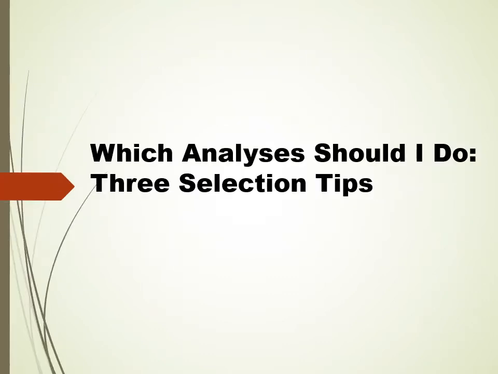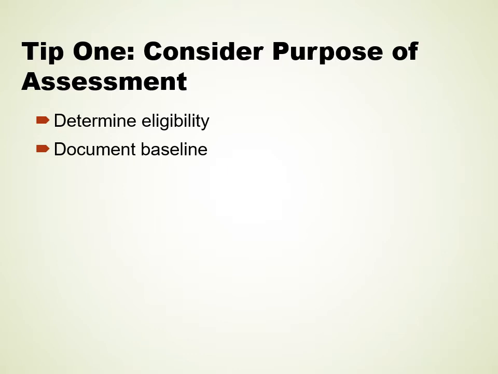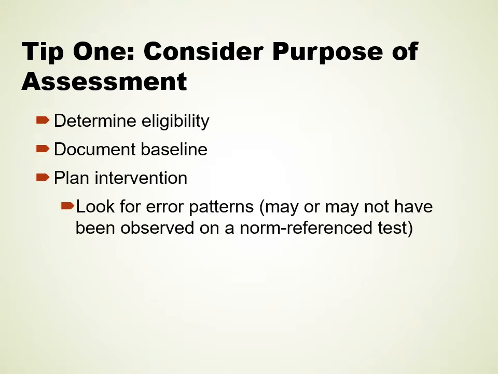So let's start with which analyses should I do? 3 selection tips. Tip 1, consider the purpose of your assessment. If it's to determine eligibility for services and to document the student's baseline of communication skills, you need to do a comprehensive set of analyses on the language sample. If it's to plan intervention, when you listen to the language sample, you're going to be looking for error patterns, and these error patterns may or may not have been observed on a norm reference test, and that will then help you to decide which analyses that you should do.